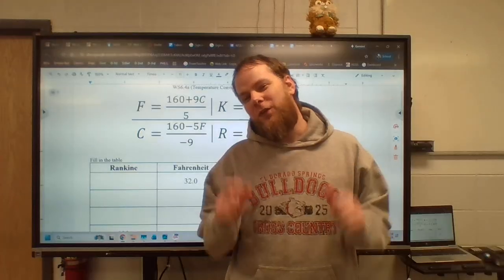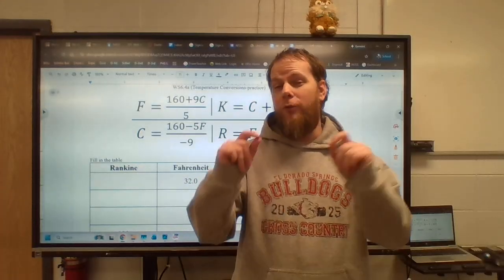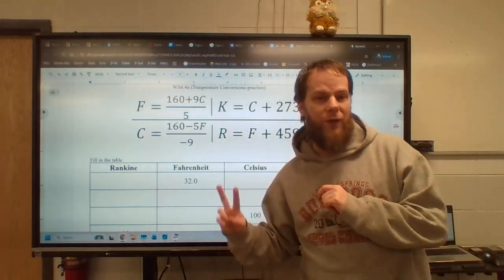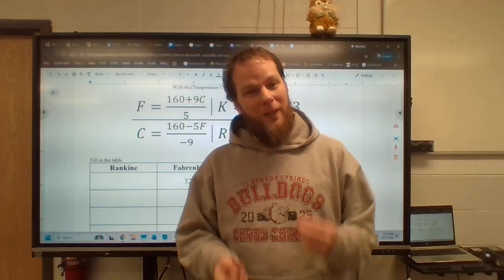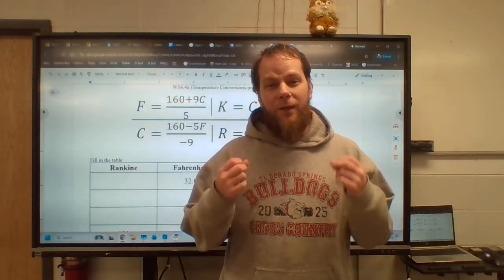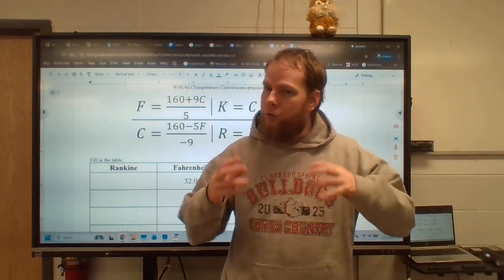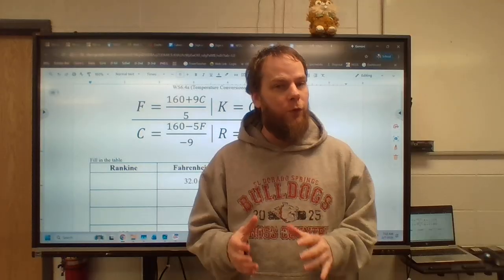However, when we started trying to do thermodynamic calculations using either of these scales, it was really difficult. Because, remember, temperature tracks the amount of thermal energy.